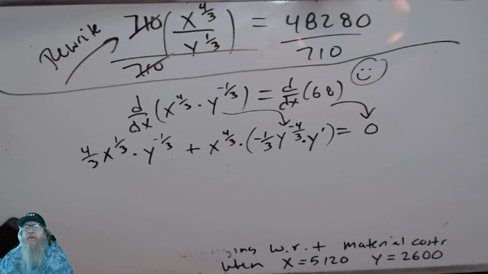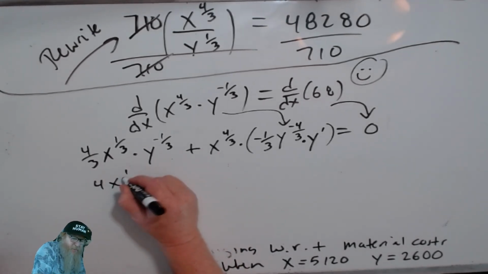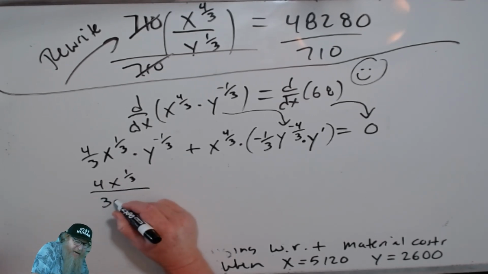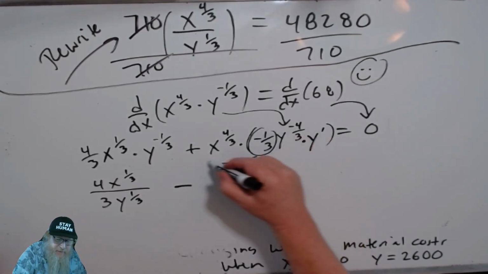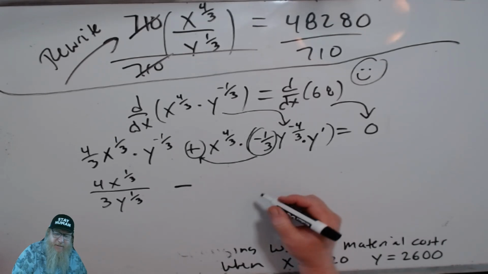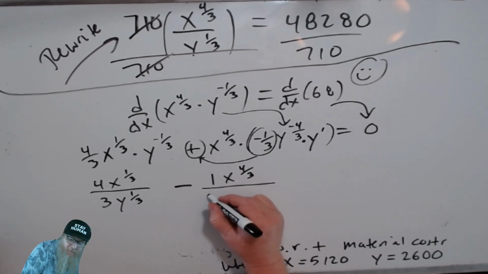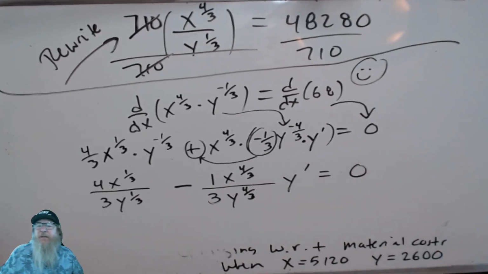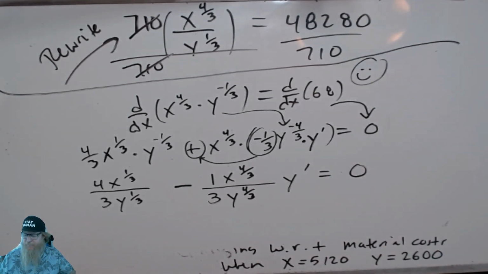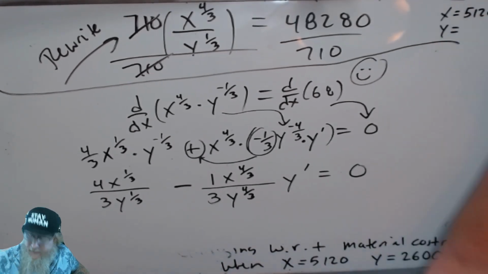All right. So this is 4x to the 1/3 over 3y to the 1/3 minus, so I'm going to bring this 1/3 out, 1x to the 4/3 over 3y to the 4/3, y prime equals 0. I'm going to write down these two numbers, so I'm going to need them later.